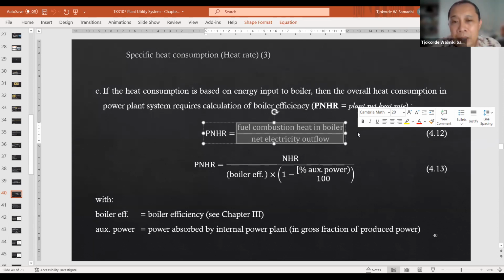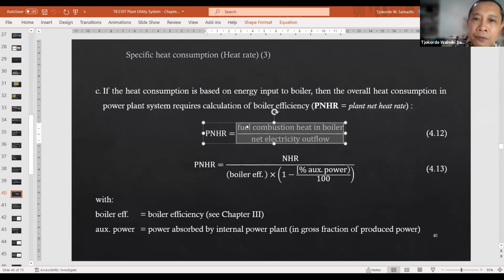Yeah. But here, we're taking into account the energy that is converted in the boiler. Okay, so the heat consumption is based on energy into the boiler, meaning energy contained by the fuel that's going into the boiler. Yeah. So plant net heat rate is calculated based on fuel combustion heat in boiler. Okay, so heat generated by the fuel combustion in the boiler divided by the net electricity generation output. I think output is more appropriate than outflow actually. Okay. Right. So we call that plant net heat rate.